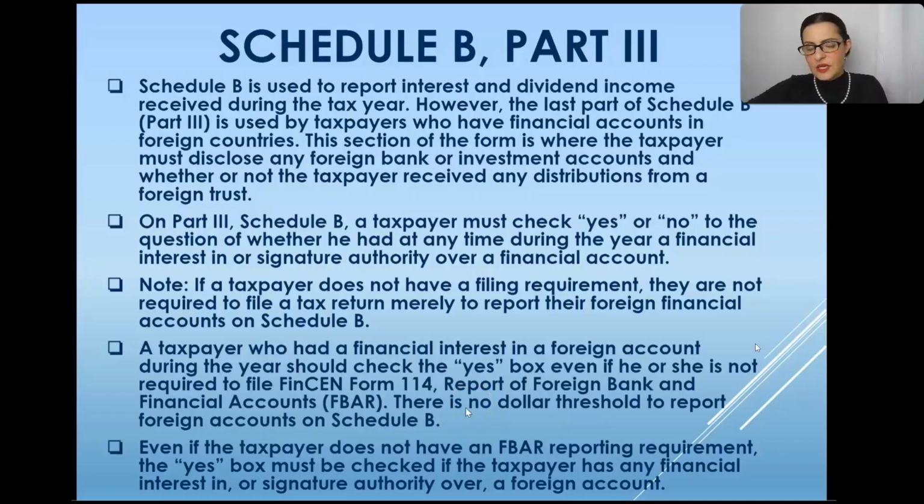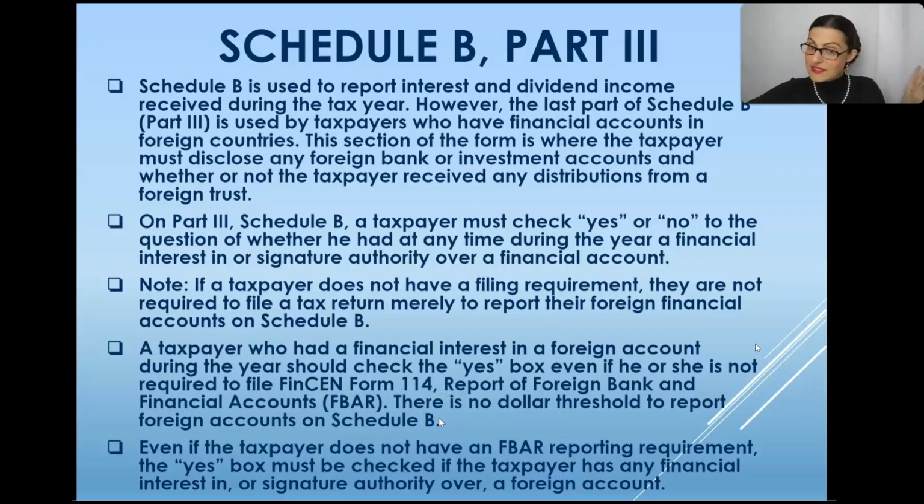This is true. So let's say I have a foreign financial account and I've got $15 in it. I've got a little tiny bank account in Mexico. It's got 20 bucks in it or 100 bucks in it. That's all it's got. I don't have to file an FBAR.